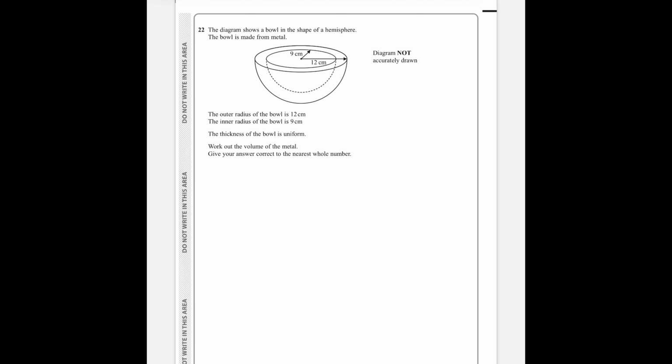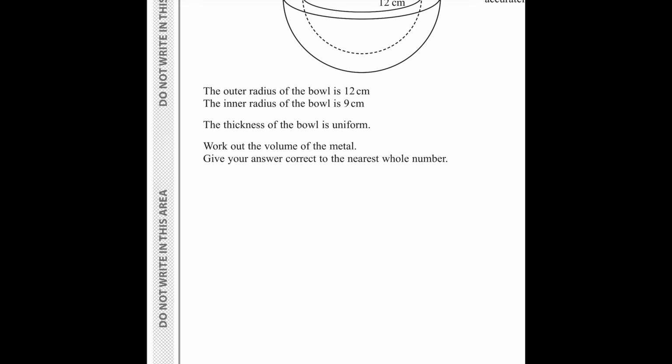Our next. All right, so for this question, we're given a shape that's kind of like a bowl, and we're given the inner radius and the outer radius, and we have to find basically the difference between them, the volume. So let's take the equation of a sphere, which is 4 over 3 pi r cubed. Notice how this is a hemisphere, so half of a sphere is going to be 2 over 3 pi r cubed.